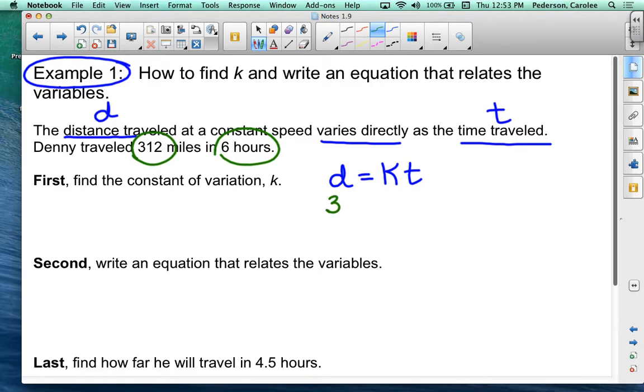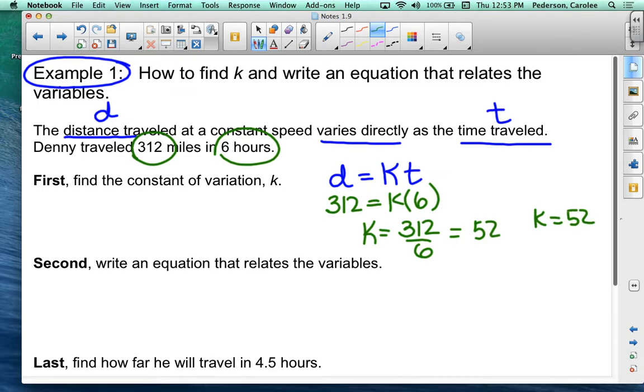So 312 equals k times 6. And what we're going to do is solve this for k. So we're going to divide both sides by 6. Just grab a calculator here. So we're going to take our 312 and divide it by 6. And this is going to be our constant k. And we get 52. So k equals 52.